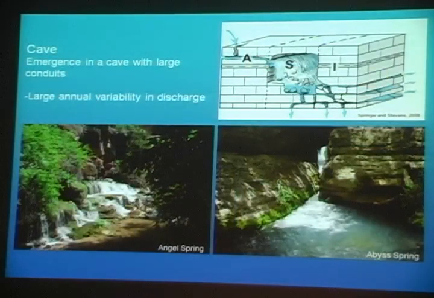Cave springs emerge in a cave environment with very large conduits. Now these have the ability to transport large amounts of water very rapidly, so you often have a really large annual variability in discharge at these kinds of sites. The examples from Grand Canyon include Angel Spring, which is the source of Bright Angel Creek, and Abyss Spring, which is located up in the Shinumo drainage.